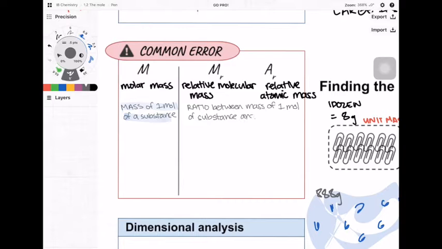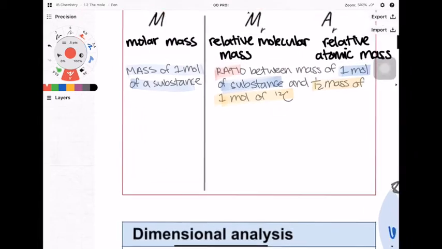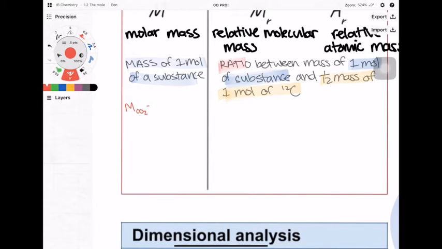Relative masses are basically the ratio between the mass of 1 mole of a substance and 1/12 the mass of 1 mole of carbon-12. Now the strange thing here is if you actually calculate out each of these numbers, they'll give you the same thing. Let me show you.